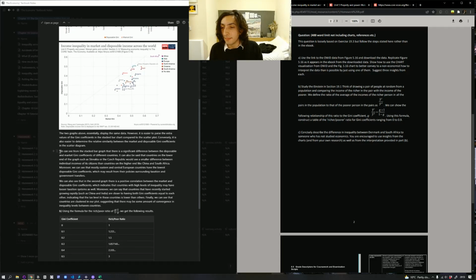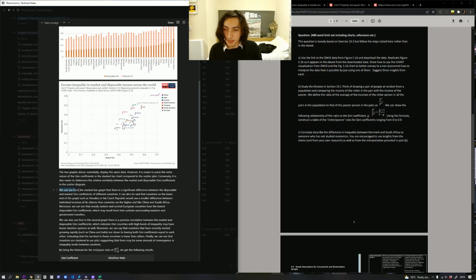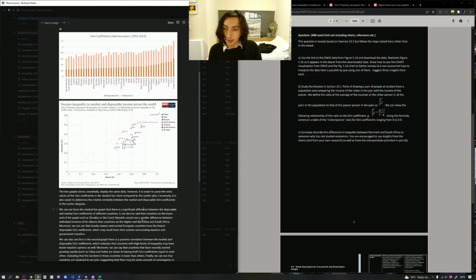Anyway, what we say about the first graph is that we can see from the stacked bar graph there's a significant difference between the market and disposable Gini coefficients. We can also say that generally, because they have smaller disposable coefficients, there's going to be a small difference between citizens in countries on the lower end. So you see Slovak Republic, Czech Republic, stuff like that. We can say that in those countries, there'll be a smaller difference between citizens. And then in higher countries like China and South Africa, there's going to be a large difference between citizens. Okay? And finally, we can say that mostly, if you look at the graph in detail, hold on, can I do full size? I can.